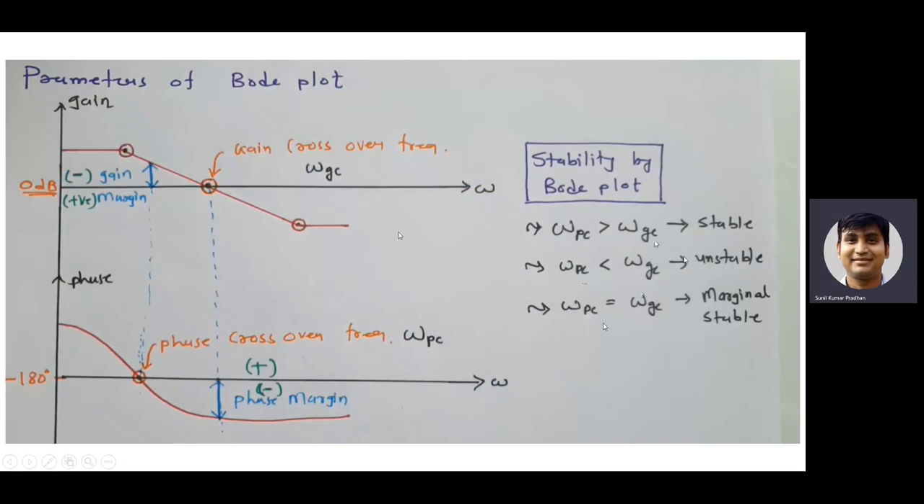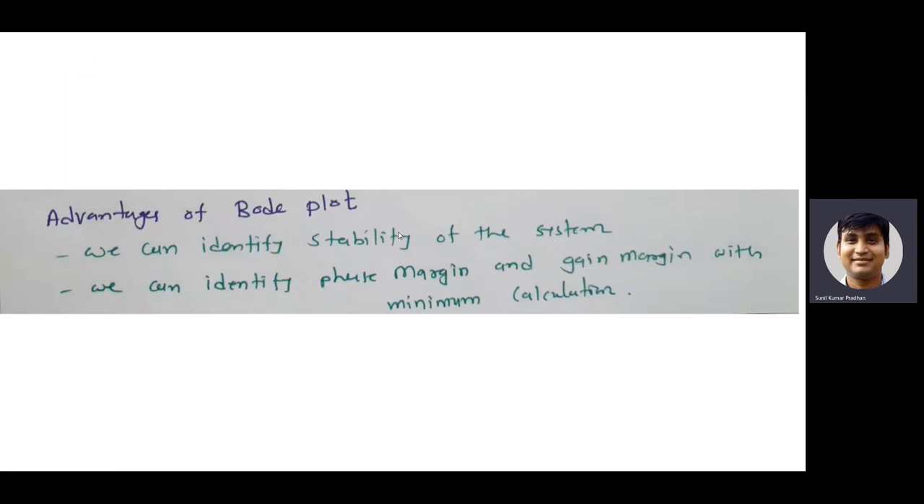So we can know that in a Bode plot, we can determine the gain margin, phase crossover frequency, and gain crossover frequency, and based on these parameters, we can also determine the stability of the system. Now, having gone through all these theories, let's take a practical example so that we can know how to draw a Bode plot, and from that, how to determine the parameters and the stability of the system. As I said, the advantages of the Bode plot are to identify the stability of the system and to identify the phase margin and gain margin, with minimum calculation.